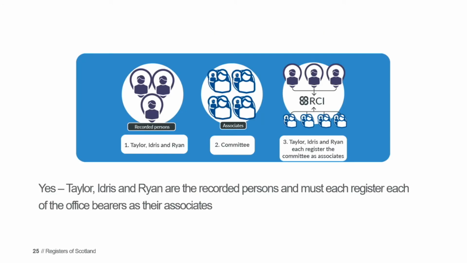The answer here is yes, they are in scope. In this instance, Taylor, Idris and Ryan would all be recorded persons, and each of them must register each of the office bearers as their associates, as they are not named on the title but have general control and management roles.